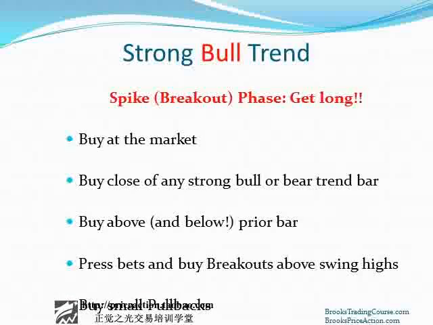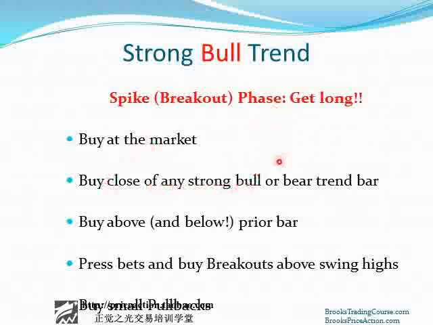Remember, a spike is a breakout. The same, just two words that mean the same thing. Strong bull trend also means the same thing. I use the terms interchangeably. Whenever I'm talking about a strong bull trend, I'm talking about a bull breakout and I'm talking about a bull spike. They're all the same. As soon as you see it and you say, wow, this looks really good, I can't wait for a pullback, get long. You buy at the market. You buy at the close of any strong bull bar.